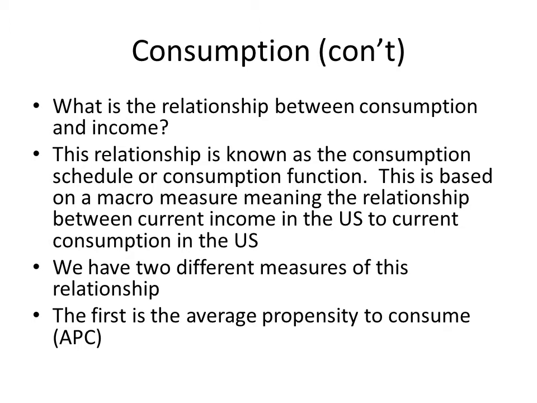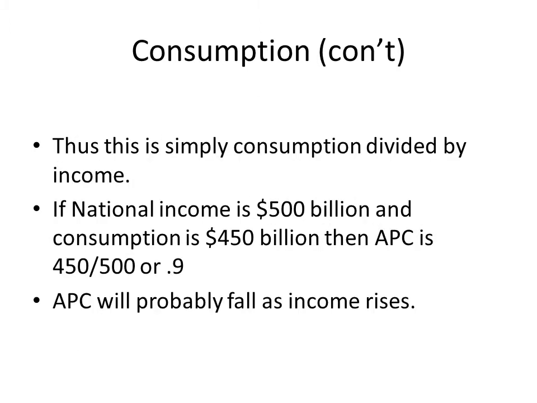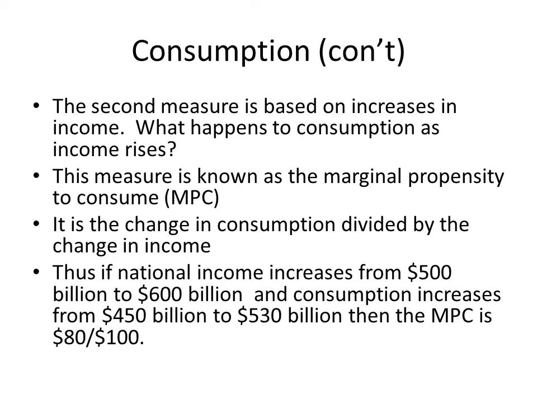The first is the average propensity to consume, or APC. This is simply consumption divided by income. So for instance, if national income is $500 billion and consumption is $450 billion, the APC is 450 over 500, or 0.9. APC will probably fall as income rises, simply because as your income rises, you're going to consume a smaller portion of the increase than at lower incomes.